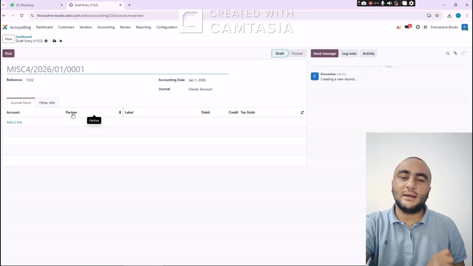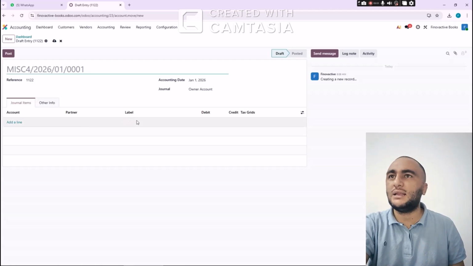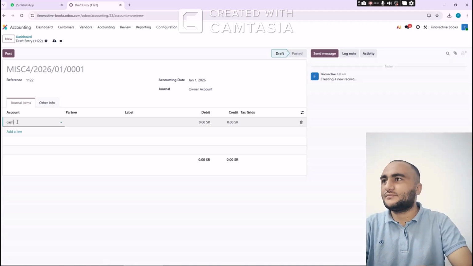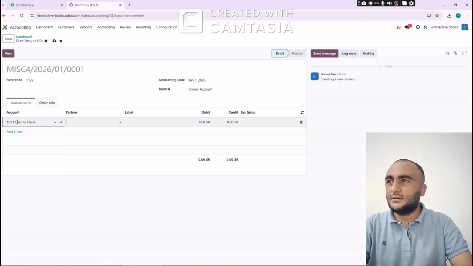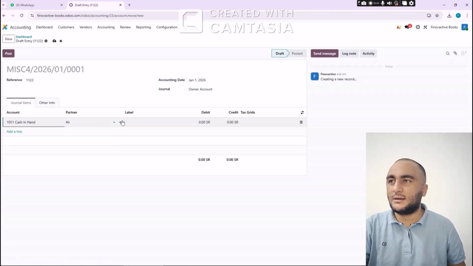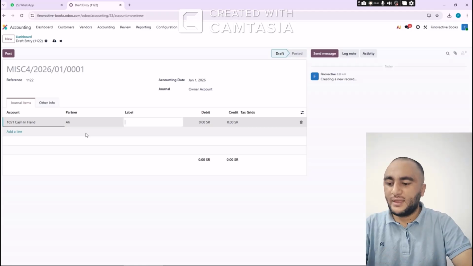It means any vendor, any customer, or anyone whom you want to take. Label is narration in accounting. Here you've got debit, credit and tax. So we have cash in hand. Partner was the owner. Let's say the owner's name is Ali. So we can create a partner just like this.